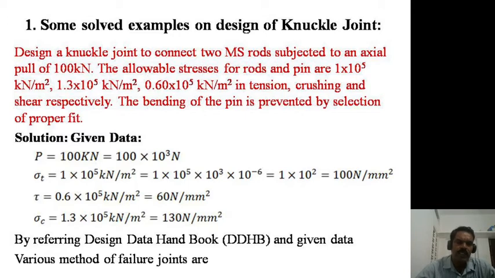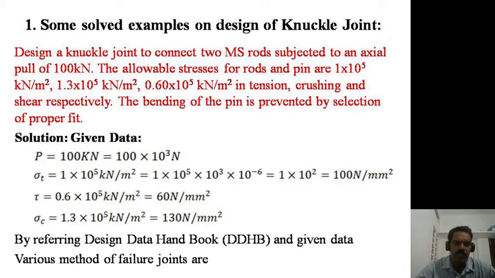Next, one more stress, the crushing stress, denoted by sigma C. Sigma C is equal to 1.3 into 10 to the power of 5 kilonewton per meter square. It is given in kilonewton per meter square, but we have to convert it into Newton per mm square. After simplifying, sigma C is equal to 130 Newton per mm square. These are all the given data.